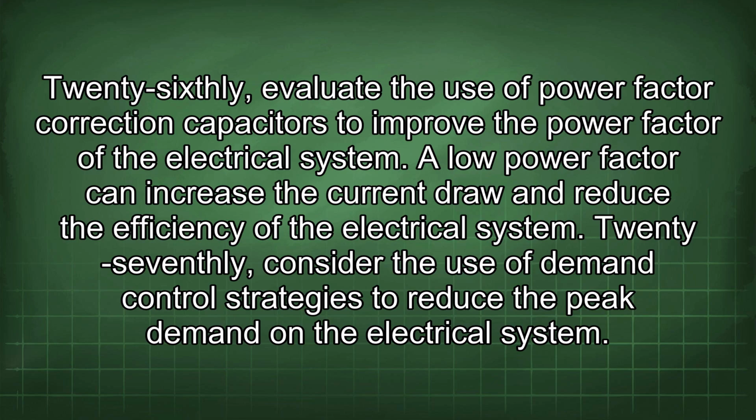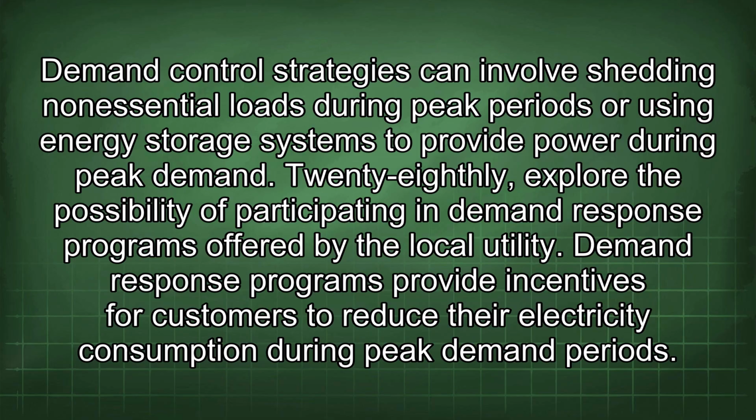27thly, consider the use of demand control strategies to reduce the peak demand on the electrical system. Demand control strategies can involve shedding non-essential loads during peak periods or using energy storage systems to provide power during peak demand. 28thly, explore the possibility of participating in demand response programs offered by the local utility. Demand response programs provide incentives for customers to reduce their electricity consumption during peak demand periods.